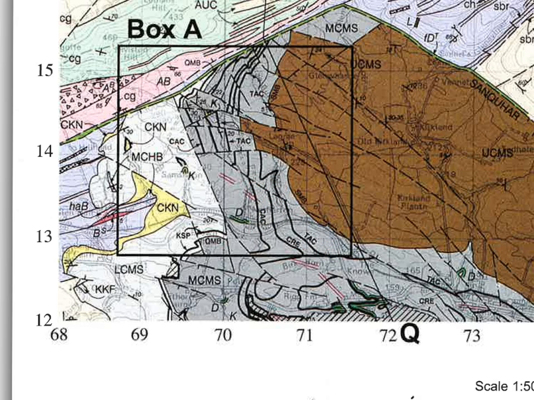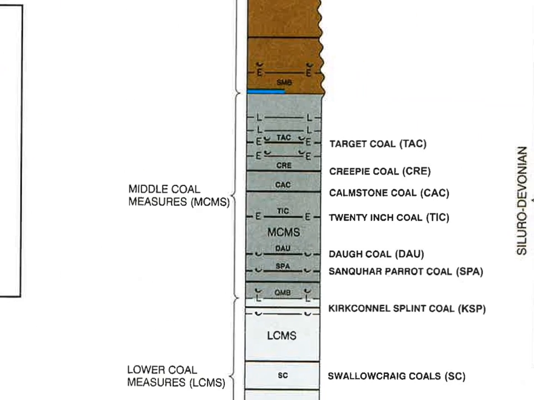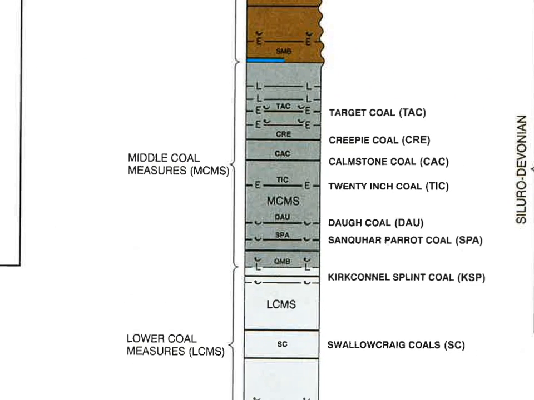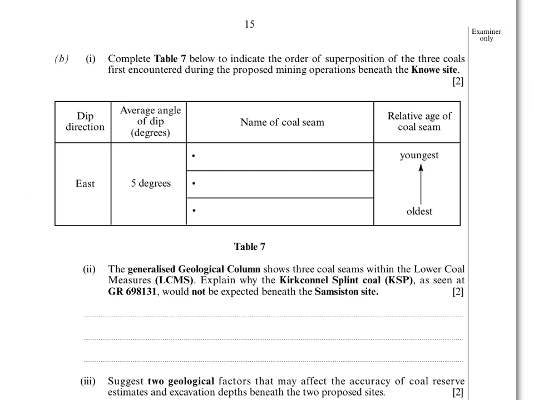Now, if we go and look at the stratigraphic column, we can see the same rocks. TAC, which happens to be target coal, CRE, creepy coal, good name, and CAC, calmstone coal. Now, you can see there, because this is in order, the oldest one must be the bottom one, CAC, the next youngest is CRE, and the youngest is TAC. So the youngest one would be TAC, then CRE, good old creepy coal, and the oldest would be the CAC. That's how you got your 2 marks for this one.